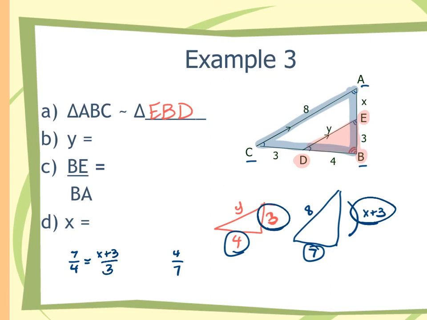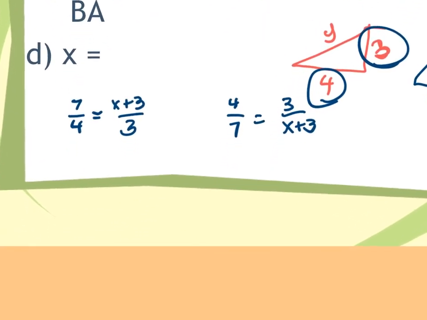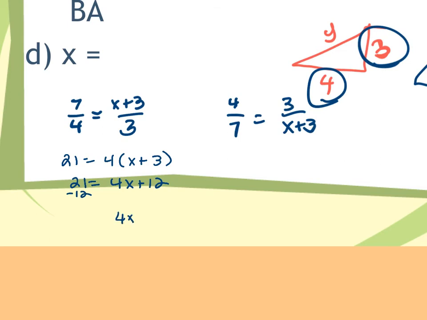If I had said 4 to 7, then I would have said 3 to x plus 3. So as long as you set it up and you're consistent, it doesn't matter. Now this is 21 equals 4 times x plus 3. 21 equals 4x plus 12. x equals 9/4, which is 2 1/4 or 2.25.